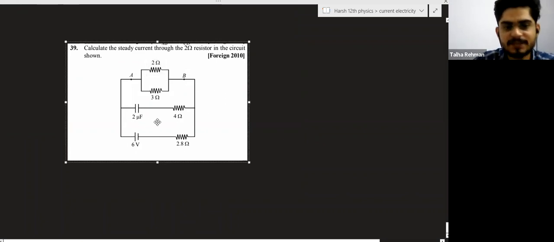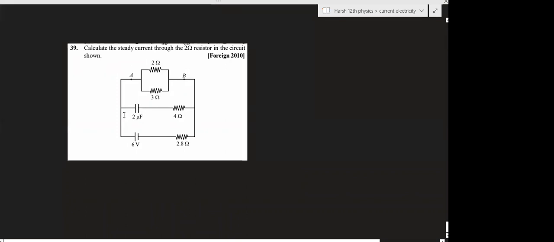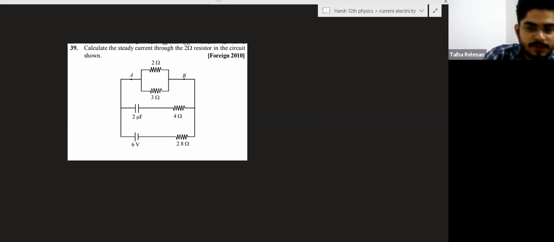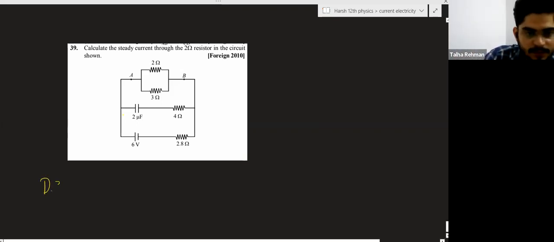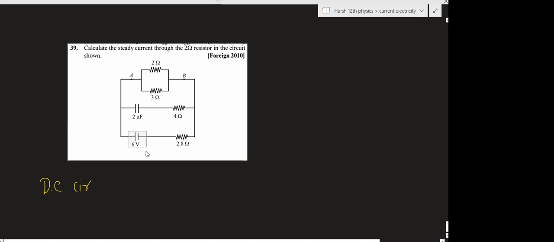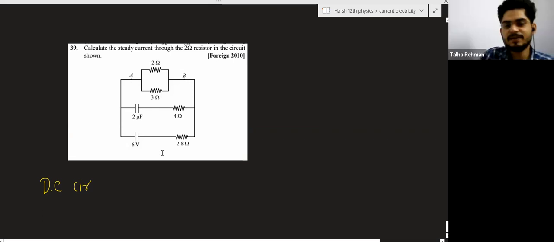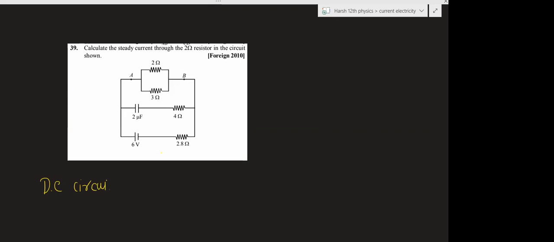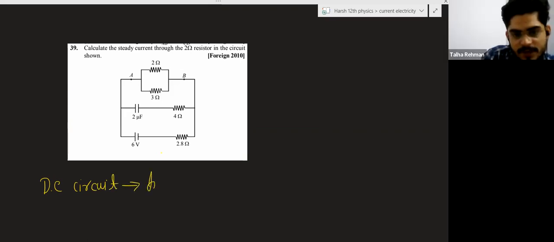So here one capacitor is connected. This is the capacitor. So what will happen? This is the DC circuit. We have a cell, and the cell provides the DC current. So what happens in DC circuits?